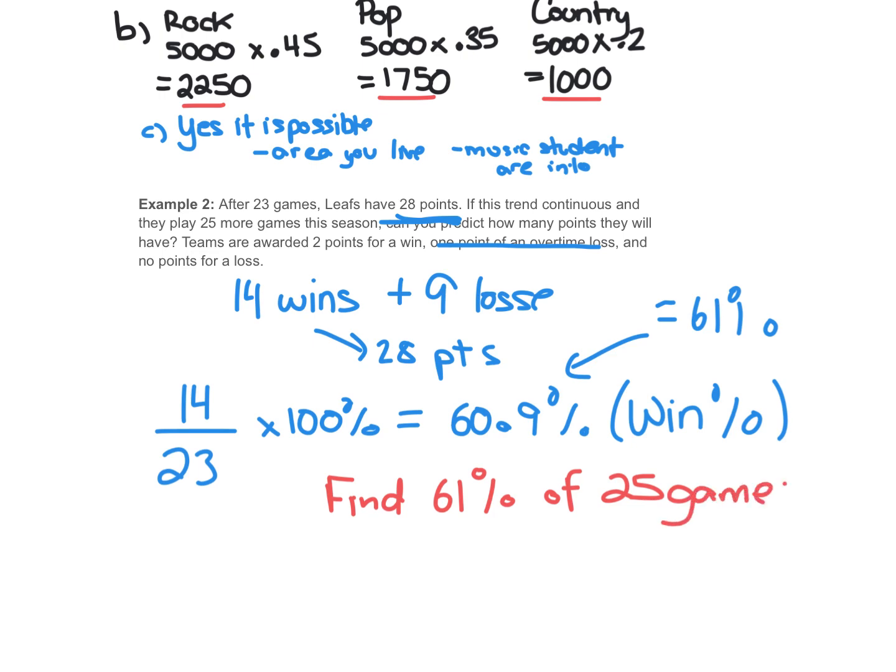So we're going to do what we just did in the previous question. We're going to say 25 times 0.61. Remember, always convert to a decimal. And that's going to give us 15.25, so we're going to round to the closest.